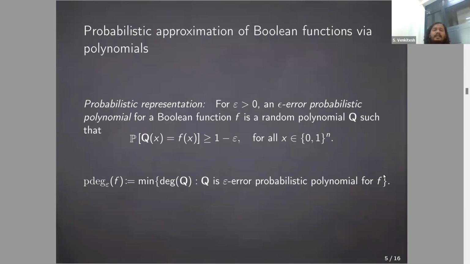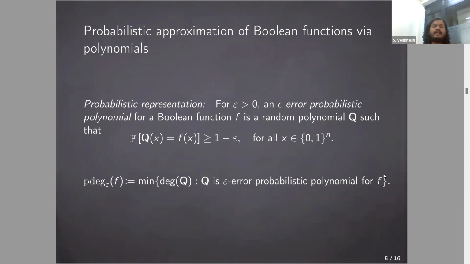So for this error epsilon, now we define the p degree. P degree is short for probabilistic degree. So the p degree of f for error epsilon is defined to be the minimum possible degree among all random polynomials which approximate f up to error epsilon in this sense, right? So the minimum possible probabilistic degree of any probabilistic polynomial for the function f when the error is epsilon. That is defined to be the epsilon error p degree of f.